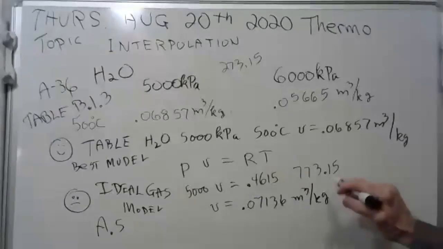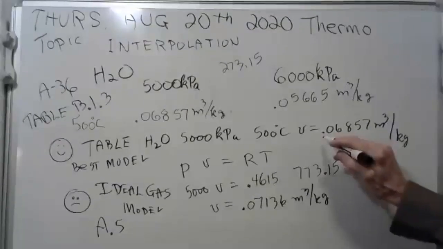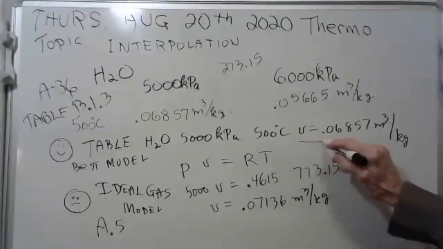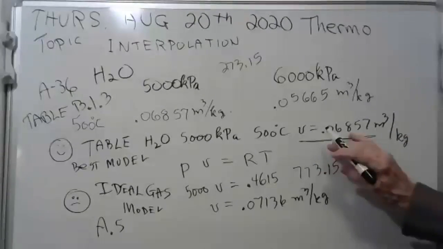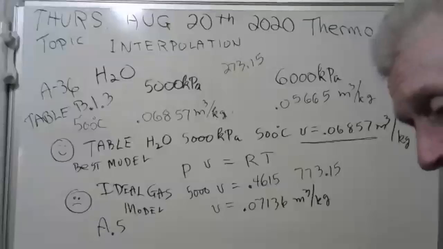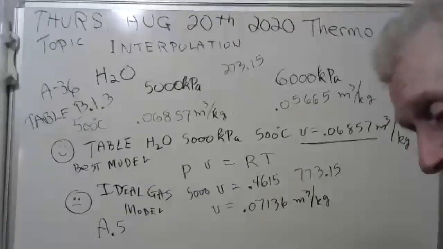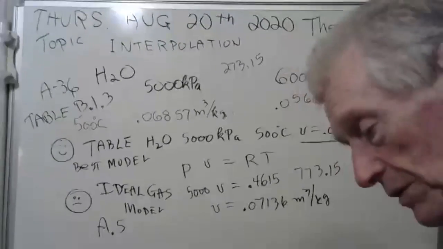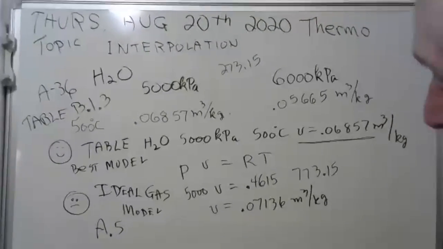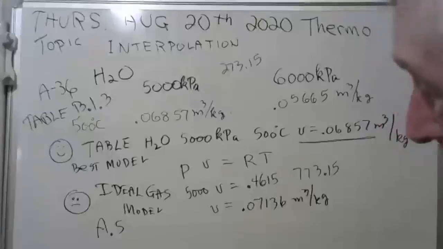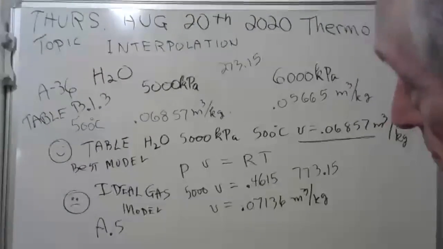Now let's compare that with the correct answer. Here's the correct answer. It's 68 rounds off to 69, 71. Well, you know, that's pretty close. 69 is pretty close to 71, isn't it? That wasn't too bad. But I'll show you another model.